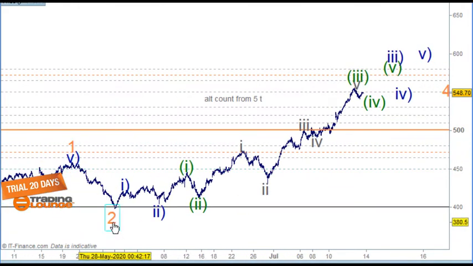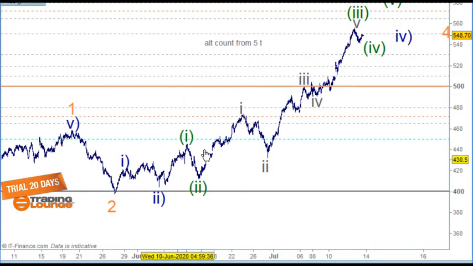Okay, so looking at 1 and 2 back onto this space here, the only way I can count this through here, because this low here overlaps this one, and this one overlaps this one here at least, is that this can be counted as wave 1 here with an expanded flat in wave 2.